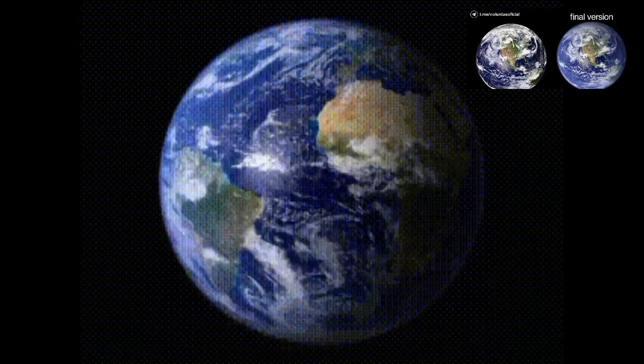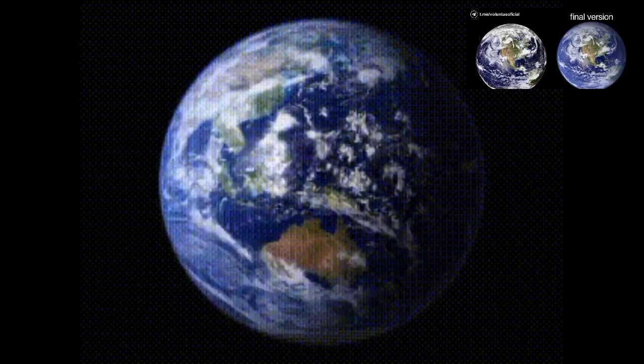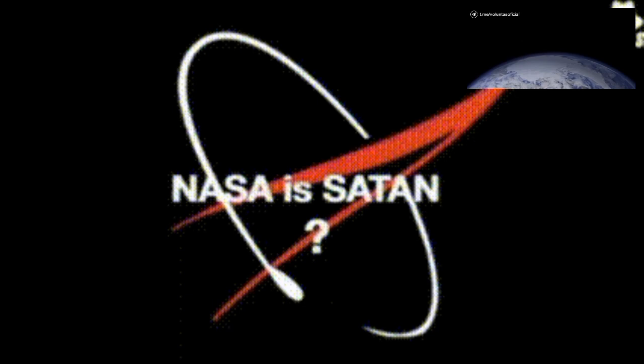I've never been to space. But I've looked at these images over and over again, trying to sort of get the essence of it. It is photoshopped, but it has to be.